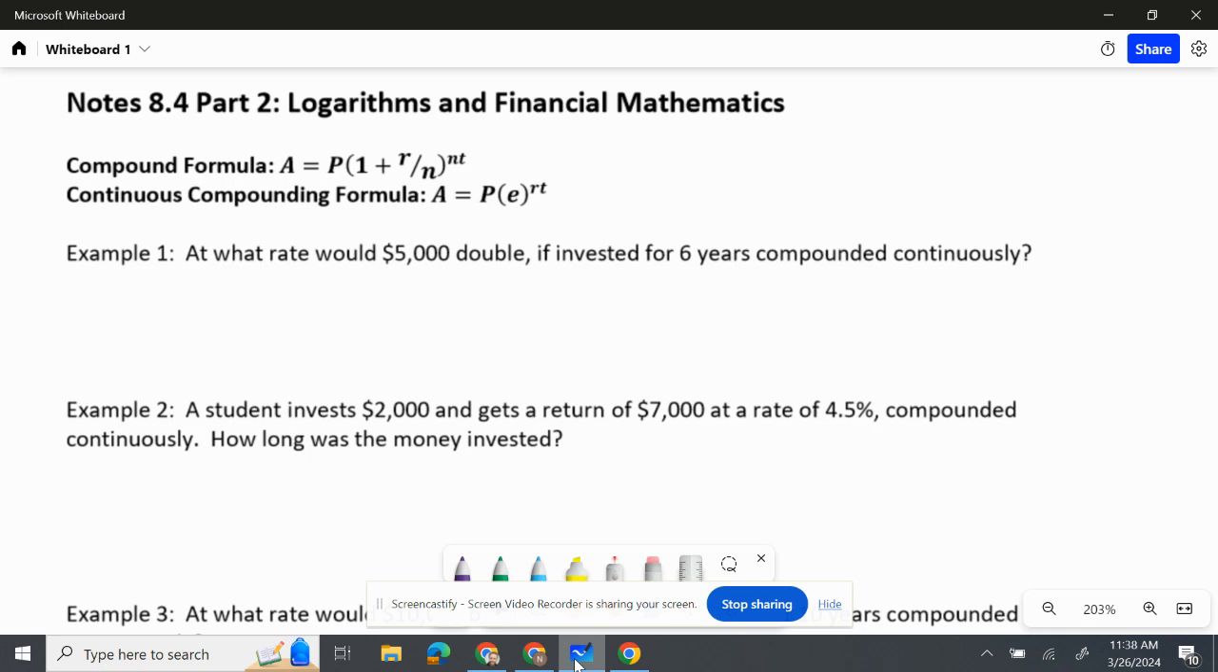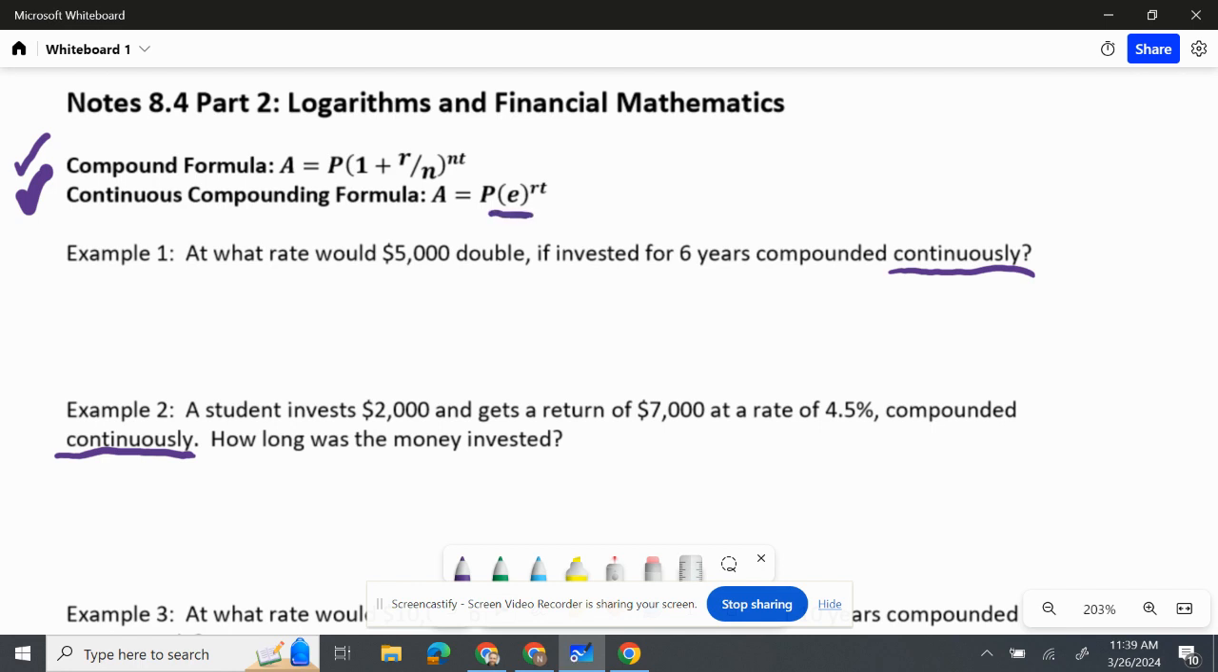Now we're going to look at one more financial math formula. This is the continuous compound formula. How we know whether to use this one or the last one is the keywords "compounded continuously." So when we see compounded continuously, we know that we're going to be using our second formula, not our first formula. Our first formula is going to say something like compounded semi-annually, annually, quarterly, monthly. In this case, whenever it's compounded continuously, we're going to use our formula with the number e.